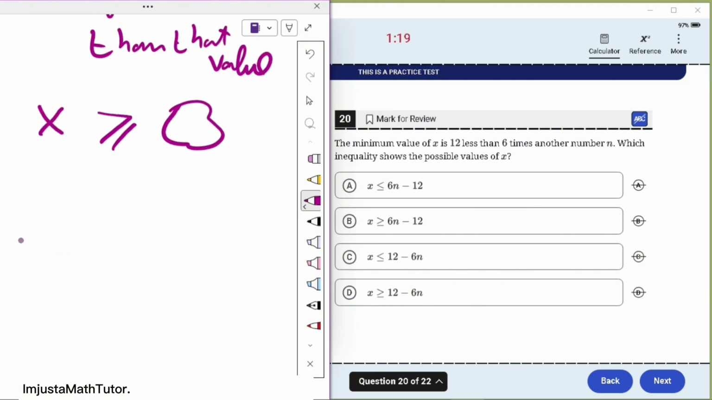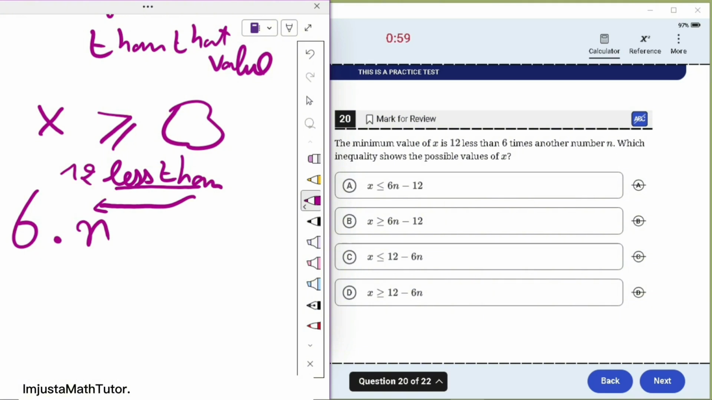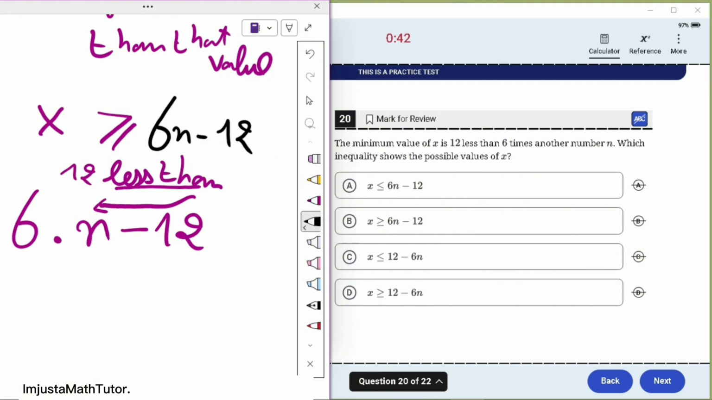In analyzing these text-based operations, it's better if you start with the easiest ones. So 6 times another number n. 6 times its multiplication, another n, which just implies there is another number called n. So 6n. X is 12 less than this here. So it's 12 less than. So it's basically saying that we have to subtract 12 from here. And we just have to plug this here. So 6n minus 12. Let's try to look at this here. And there we have it, answer B.